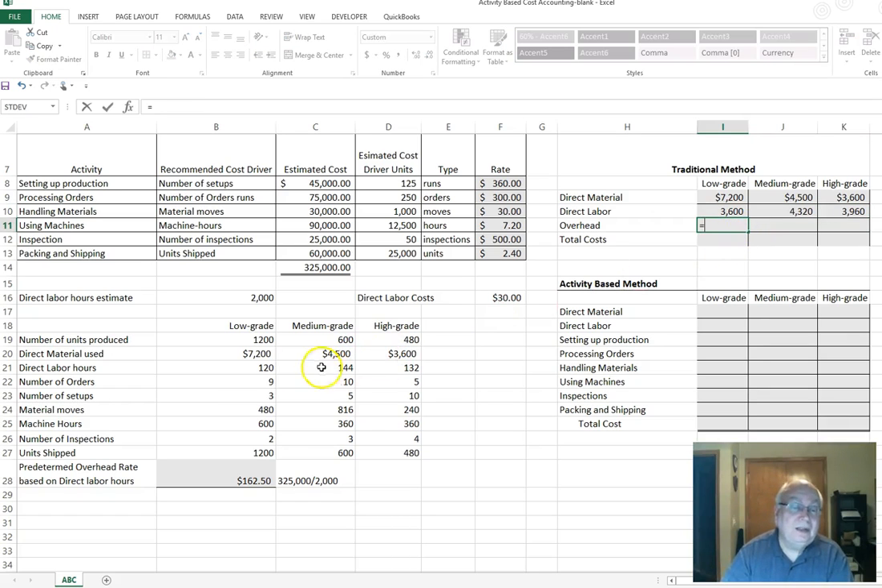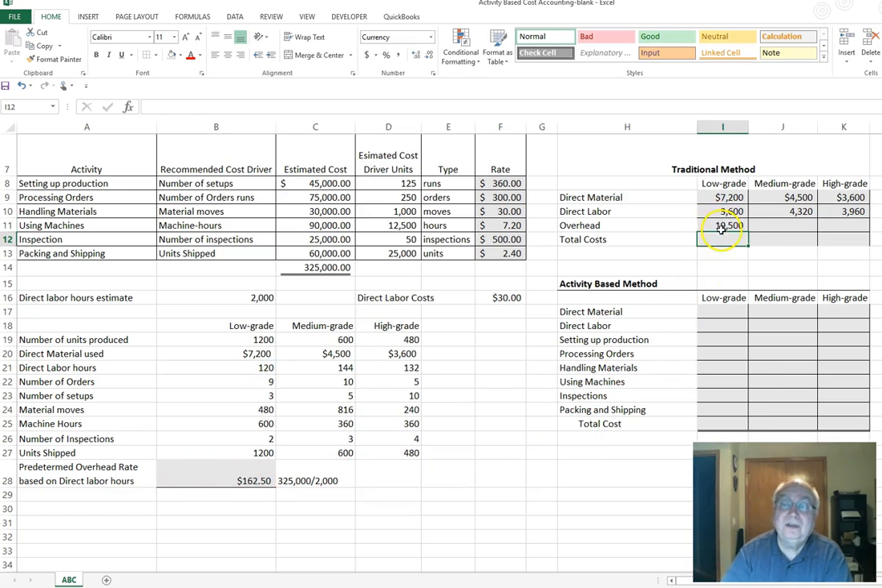Overhead. Well, that's based on direct labor hours, so it's 120 times the 162.50, which I don't want to move when I copy it across. So I anchor that, and that will go across. And then we just simply total these, and that's my total costs for this batch of production. Low grade steel, I have $30,300 in it, $32,220, and $29,010 in the high grade.